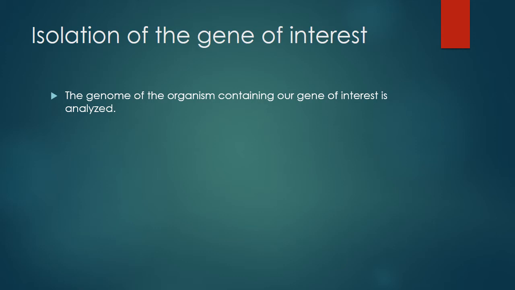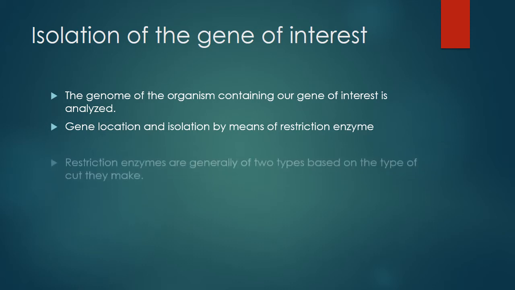So we will take the organism's genome, we analyze the genome, and then we cut those parts, which is our next step. We do gene location and isolation by means of restriction enzymes. We locate these genes and then we isolate them with the help of restriction enzymes. We talked more about that in the other video.